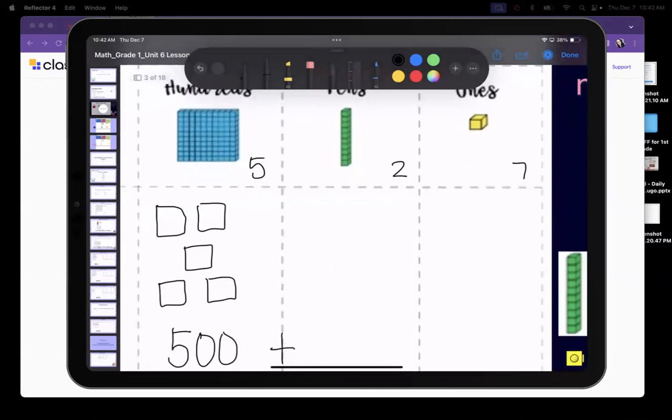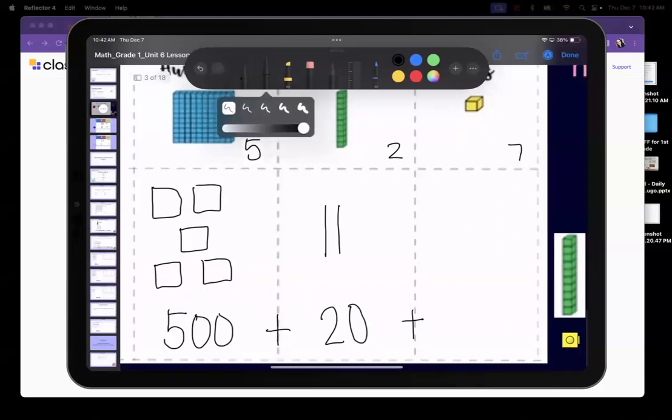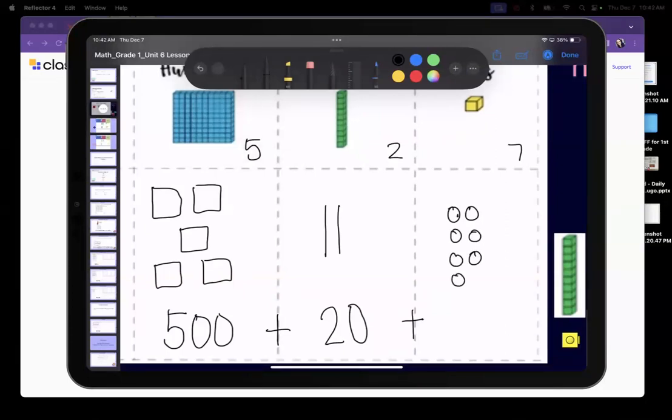We have to figure out how to do this. So 10, 20. We're going to put an expanded notation down at the bottom. It's going to be 20 in this place value. So 500 plus 20. And then how many are in the ones? The sevens. 7. You have 1, 2, 3, 4, 5, 6, 7. So we have 500 plus 20 plus 7.